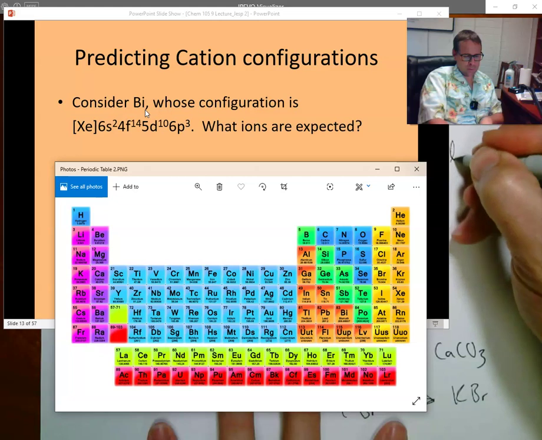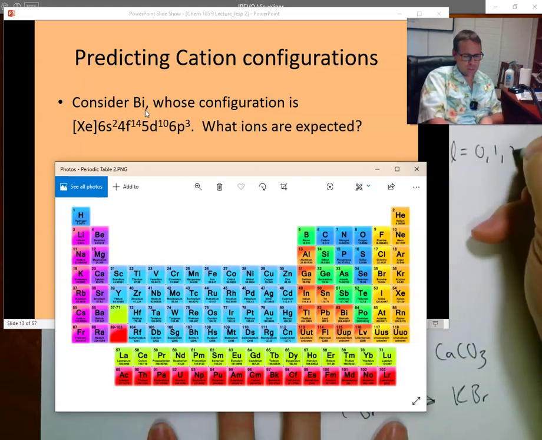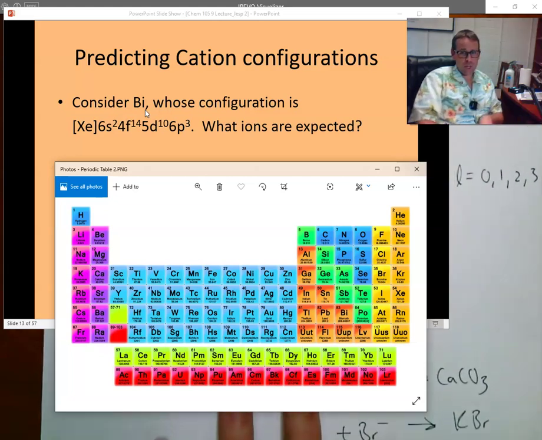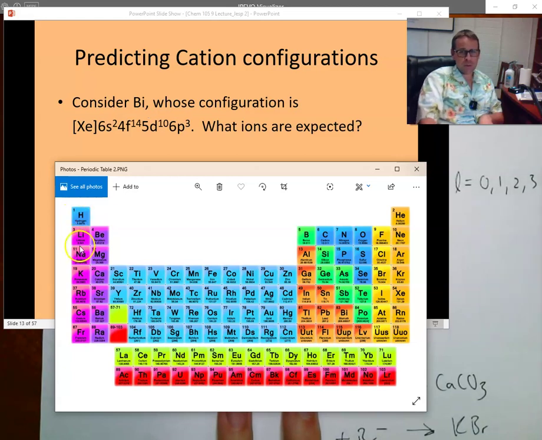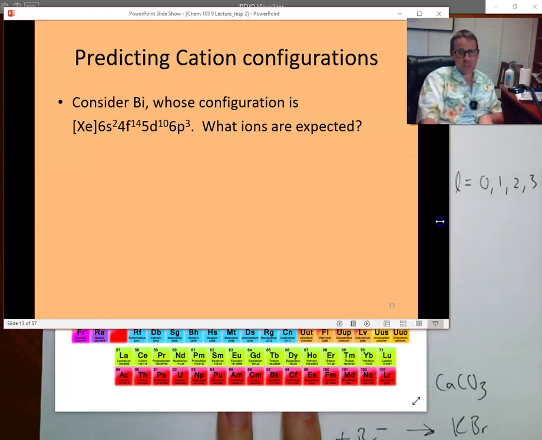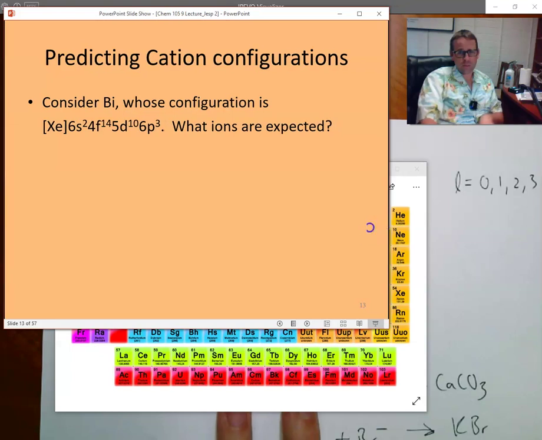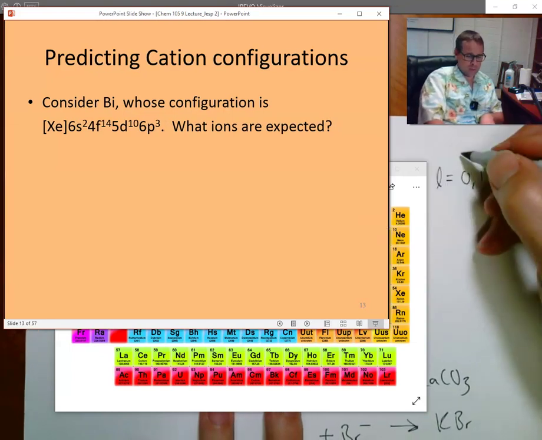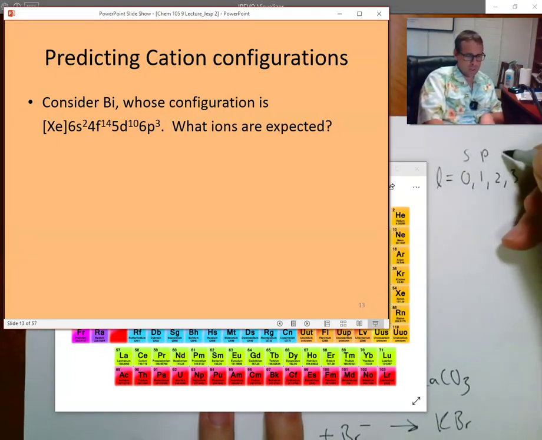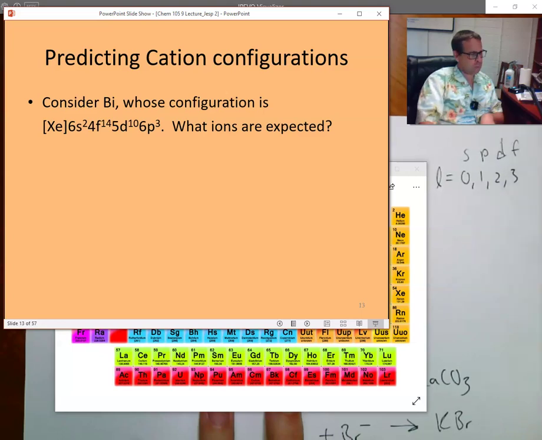Our L equals 0, 1, 2, 3, right? And we have some shorthand for those. We call these S, P, D, and F. Remember that?